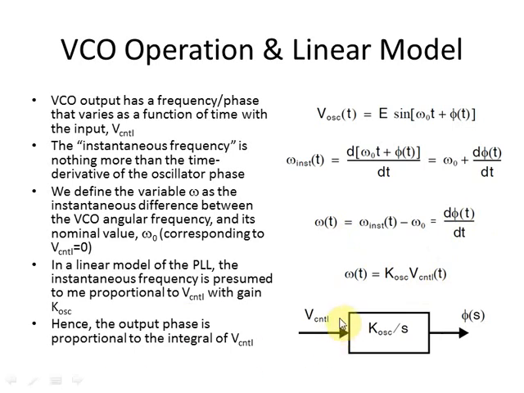Basically, the linear model captures the relationship between the input control voltage V control and the phase of the output clock. And the two are related by this integral, 1 over S, and the gain constant, K_VCO. K_VCO, you hear referred to as the VCO gain. It has units of radians per second per volt, so frequency per volt, right? And so that's the units of K_VCO. And then, of course, phi has units of radians, and V control, we're assuming, has units of volts. So that's our linear model for the VCO. In practice, there may not be a perfectly linear relationship between V control and instantaneous frequency, but we can always presume it's linear if we restrict ourselves to small enough signals.